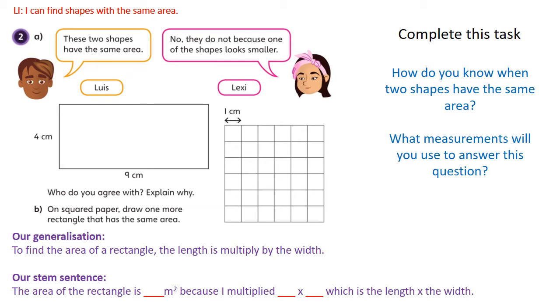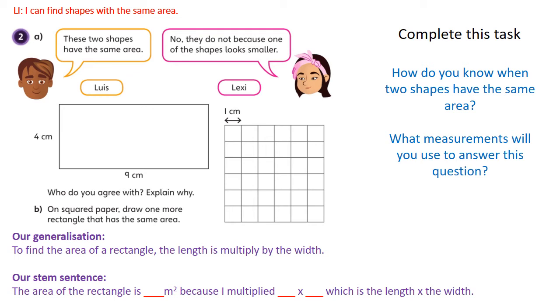We can do the length times the width. What's the length? Well, the length is 9 centimetres. What's the width? The width is 4 centimetres. So we can do 9 times 4, and that will tell us the area of that rectangle.